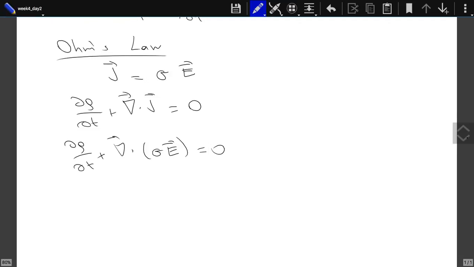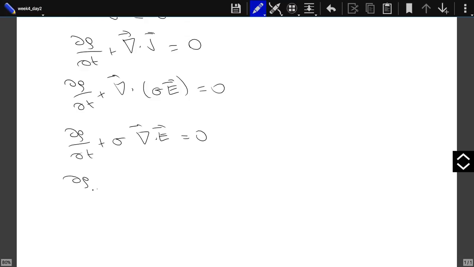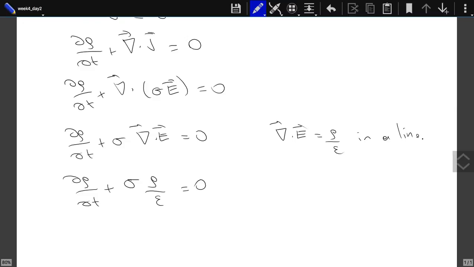Well, we will assume the conductor is uniform, so sigma is just a constant. And moreover, well, let me first write that sigma is constant. Now, I will also make the assumption that the conductor is a linear dielectric. So if it's a linear dielectric, then divergence of the electric field is nothing but rho over epsilon. So it has to be homogeneous and also linear to be able to do this step from that equation to this equation.